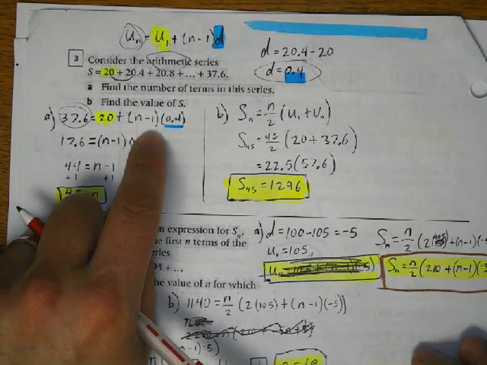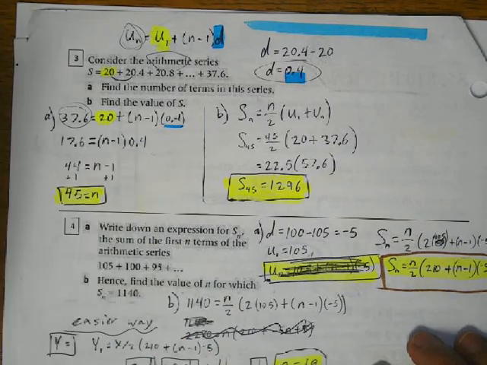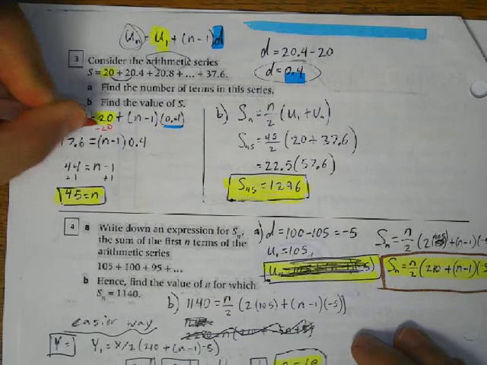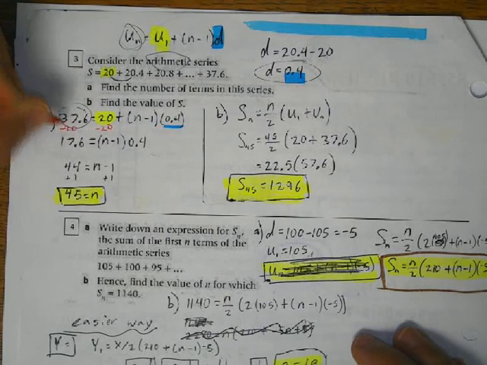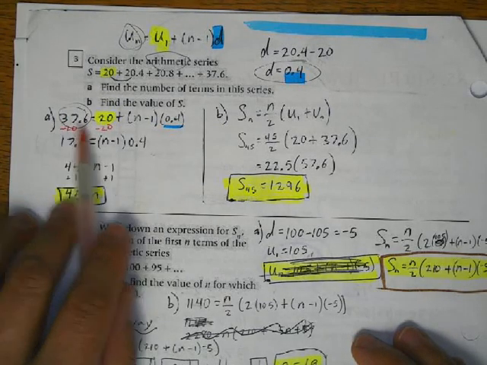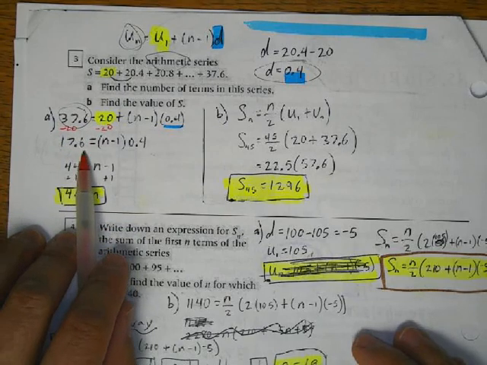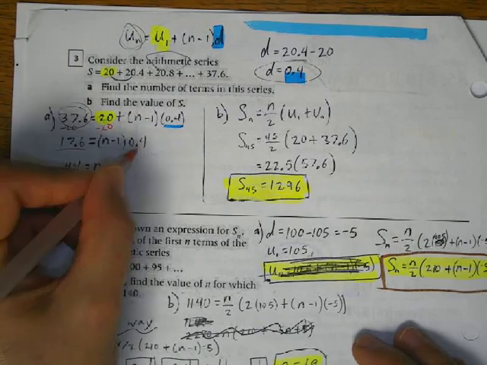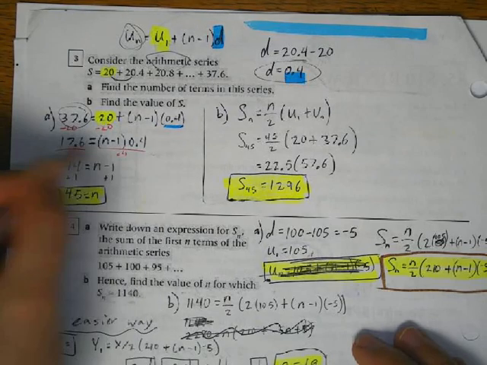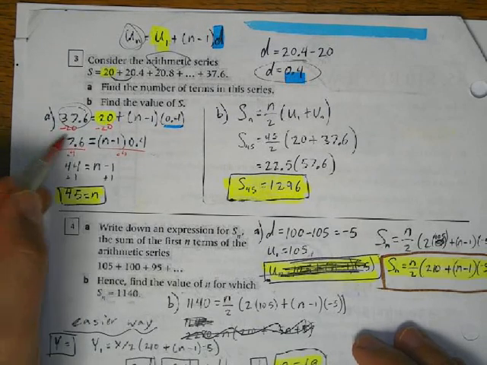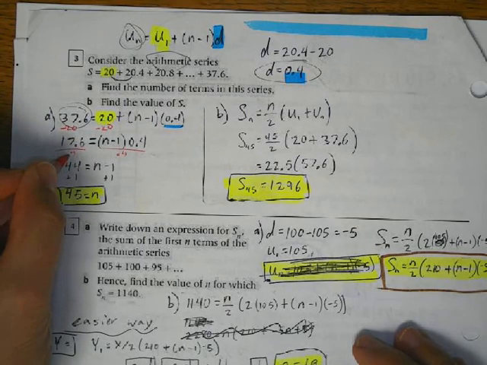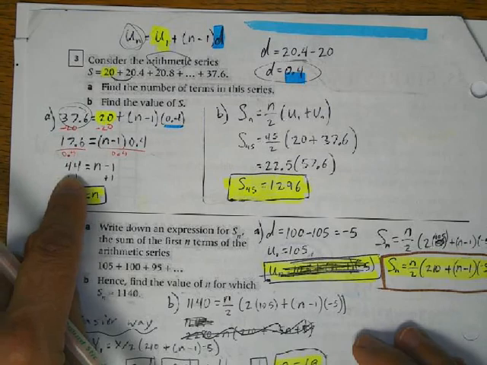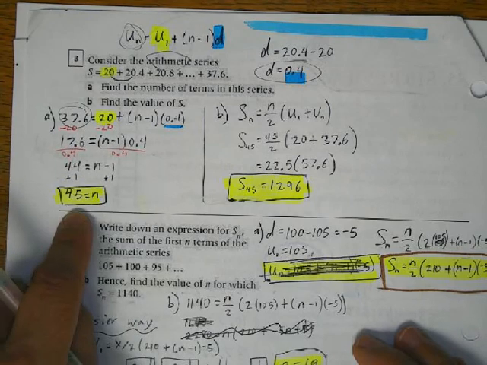First step is I subtract 20 on both sides. Then I get 37.6 minus 20 gives me 17.6 equals this. Then we divide both sides by 0.4. 17.6 divided by 0.4 gives me 44. And then I add 1 on both sides. I get n is 45.